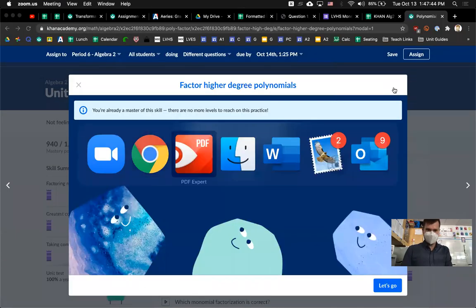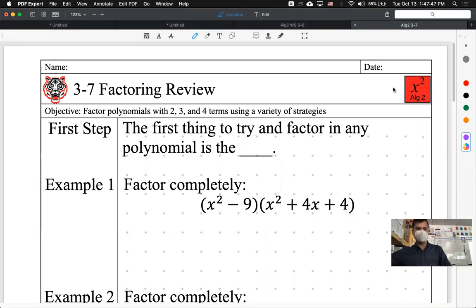All right, we are now live on Zoom. We are on lesson 3-7 factoring review. Today's date is Tuesday, October 13th, and I need to change this back to 1.5 pen size. So 10/13, 2020. Our objective is to do what?